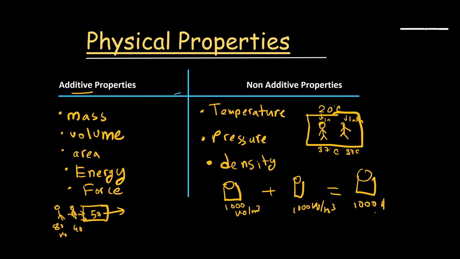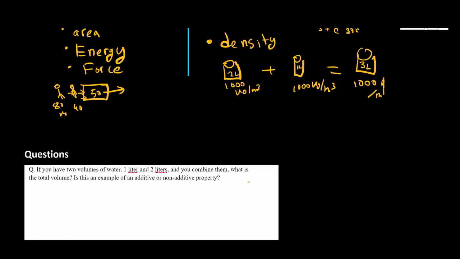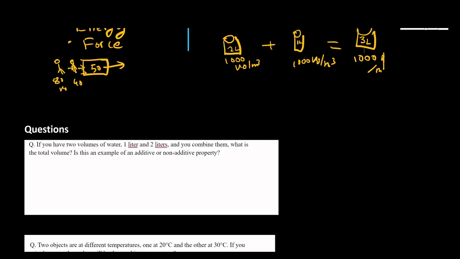It doesn't change. Now, when we're talking in the context of volume, well, it will have, let's say, 2 liters, and this one has 1 liter, and this one is going to be 3 liters. So the volume, that is an additive property, but not the density. And as you can see, it doesn't really add up. And now we are going to solve some questions that are going to make things a lot more clear.